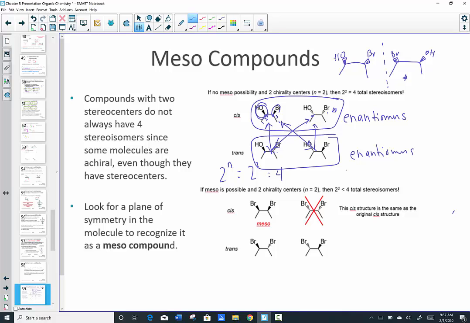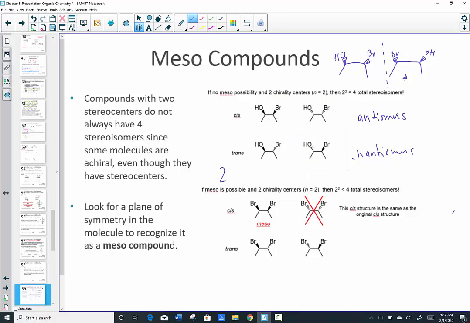So this family with 4 children, 2 sets of twins. One twin has 1 enantiomer and 2 diastereomers. Kind of thinking through that. Now, let's examine a different picture. Notice now, instead of having 2 different functional groups like a hydroxyl and a bromine, I've now made them the same. These are both chiral carbons.